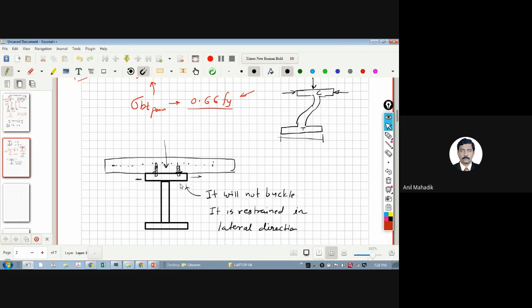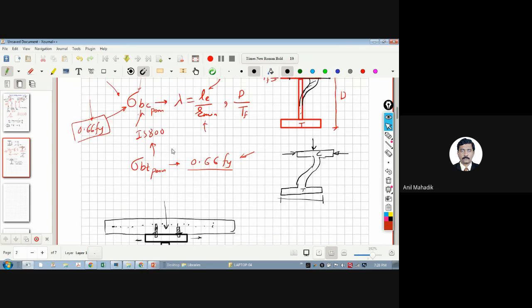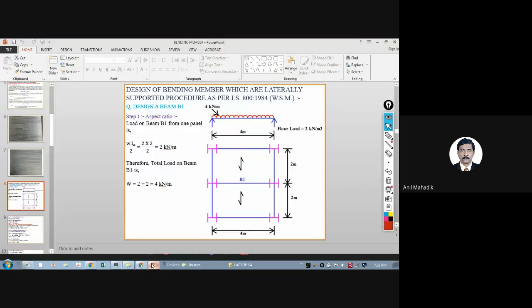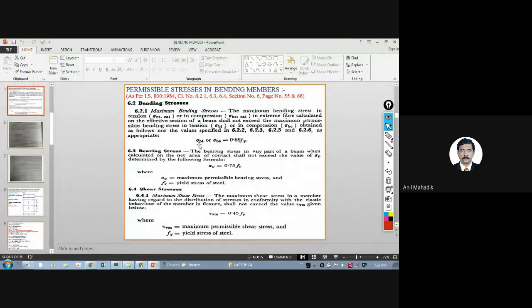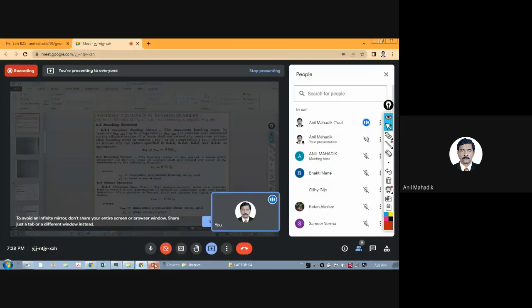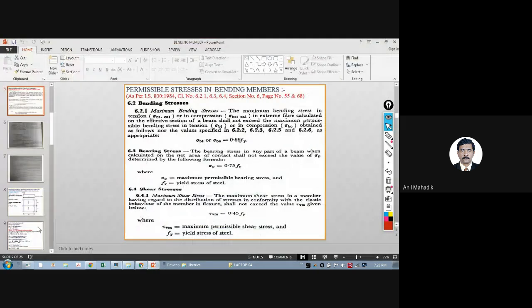As it is not buckling, definitely I can take the permissible stress, full stress. So in that case, it will be sigma BC permissible 0.66 Fy. So it is as good as a tension member, exactly the same as tension member. And you can see in the code also, I think I have shown that to you. Here you can see sigma BT or sigma BC 0.66 Fy. So now let's design this member.